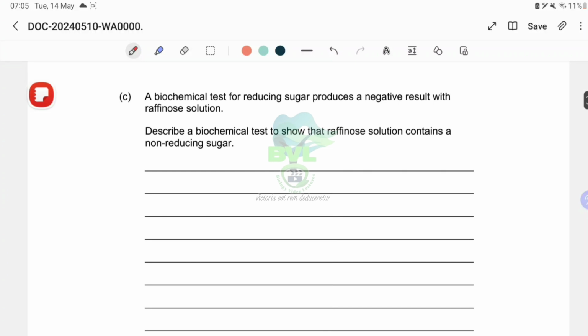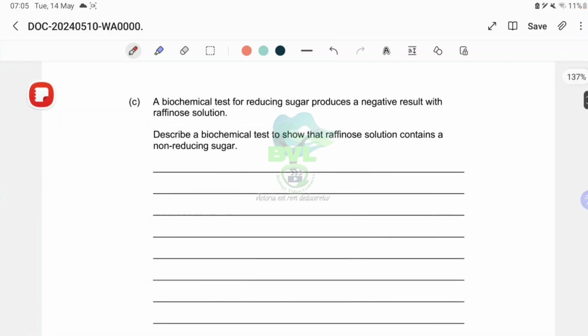A biochemical test for reducing sugar produces a negative result with raffinose. Describe a biochemical test to show that raffinose solution contains a non-reducing sugar. So this is a 3-marker question. Think about what kind of test you do if you've done a test for reducing sugars and it doesn't work out, what's the next test you need to do? Okay, pause the video, try to attempt this before you see the answer.